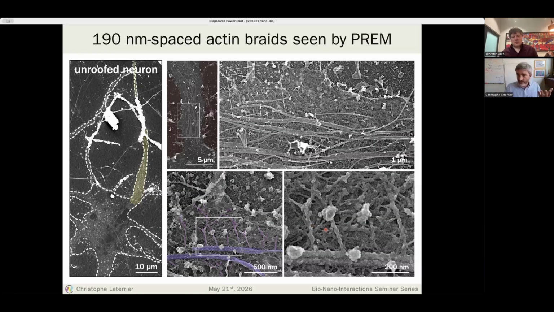But the definitive demonstration that these actin braids, as we call them, because they are a braid of two filaments, and yes, I know a braid is supposed to have 3 filaments because I have daughters, but still it's just 2 filaments. But these actin braids, we needed to demonstrate that they were really the same object that we see in super resolution microscopy. So we did a correlative approach.